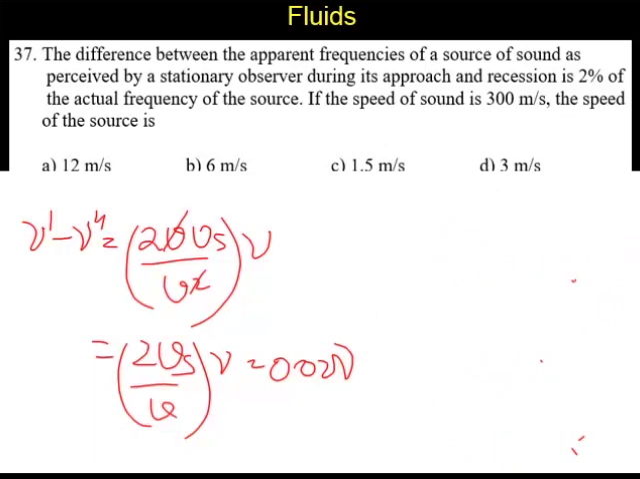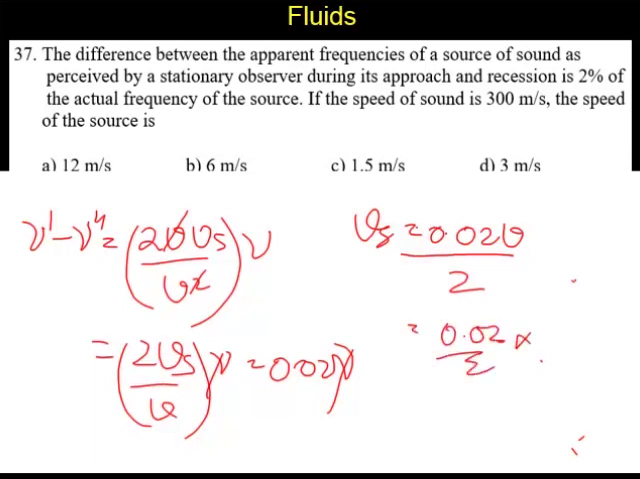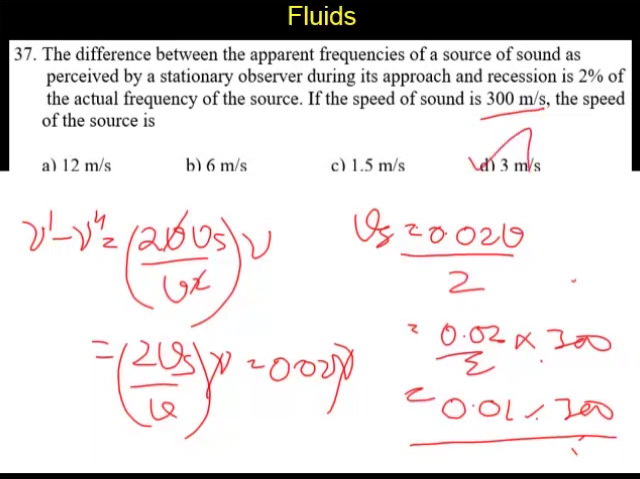Now nu can be removed, and we want to calculate the velocity of the source, so it's going to be 0.02 V by 2. So 0.02 by 2 into V, which is given as 300. So 0.02 by 2 is 0.01 into 300, which is 3 meters per second. The correct choice is D.